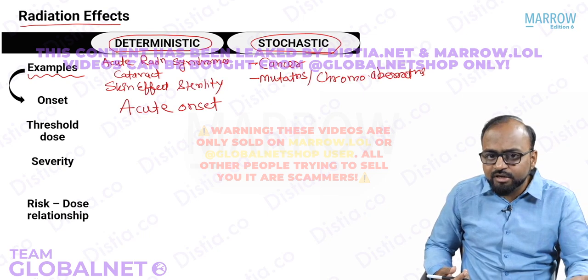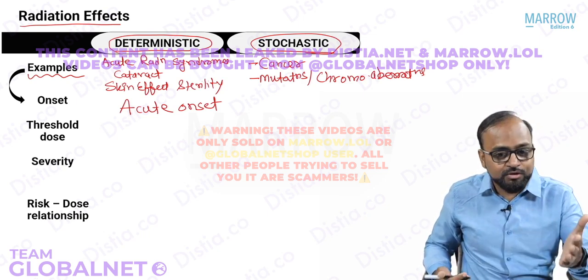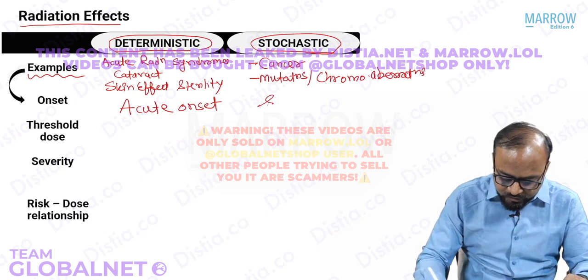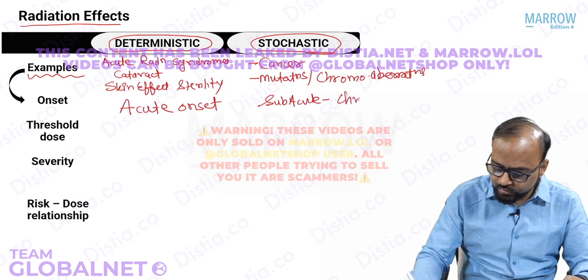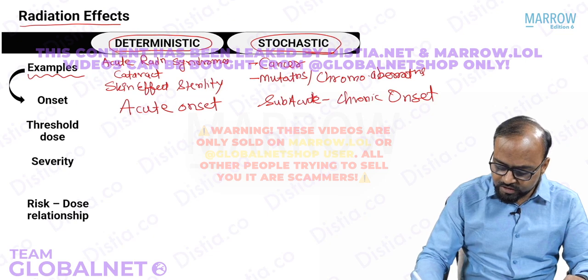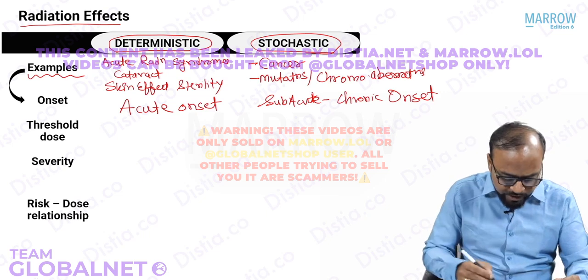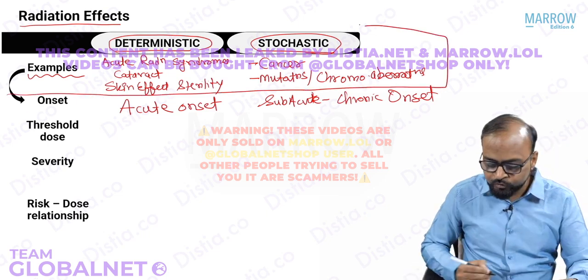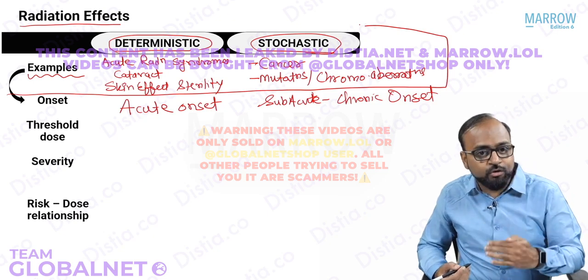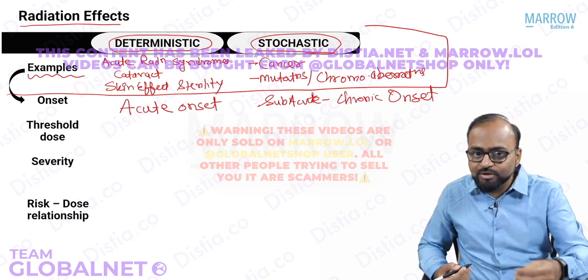So how much time does it take for radiation-induced cancer to occur? It takes many years. So what is the onset? Can you tell me now? The onset is, yes, subacute to chronic onset. What have we done? We have just used these examples to remember the properties. That is all that I'm doing. So actually you need to remember this table only till this point, only this much, because everything else below it, all the properties that you're supposed to remember, you'll be able to remember by using the examples.